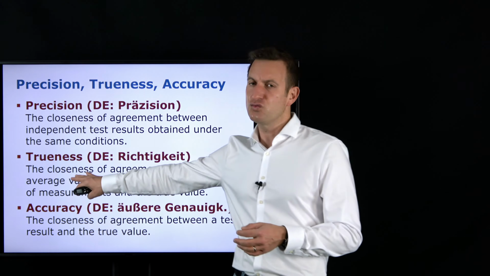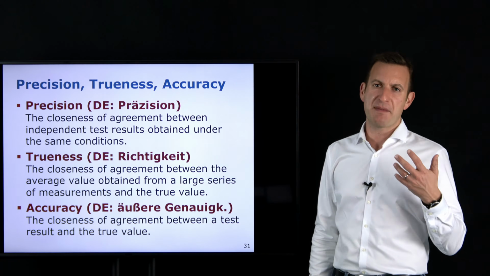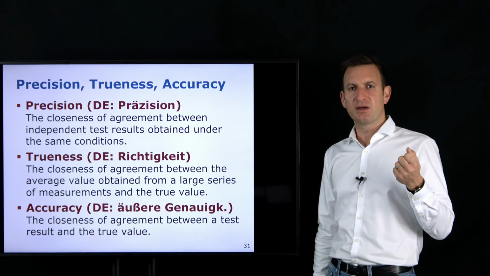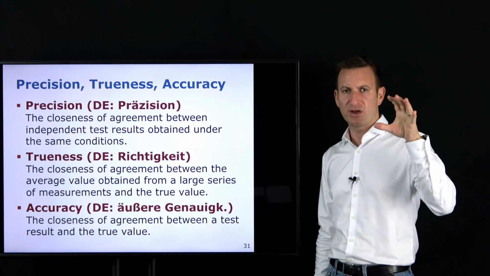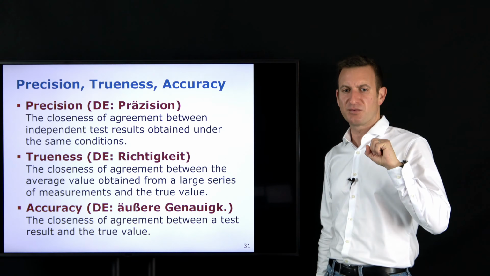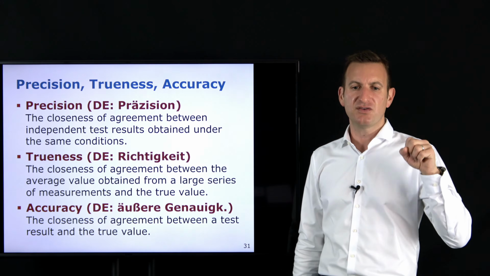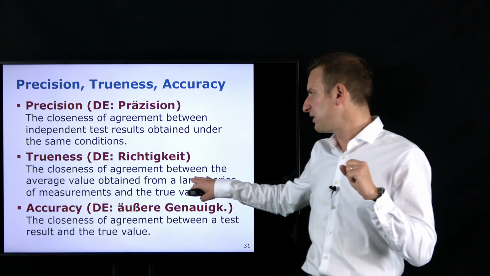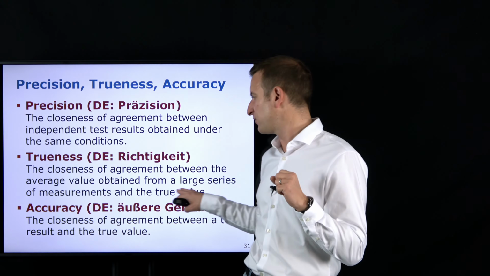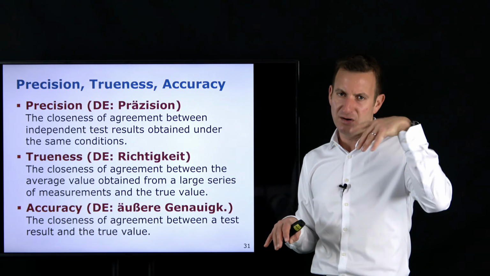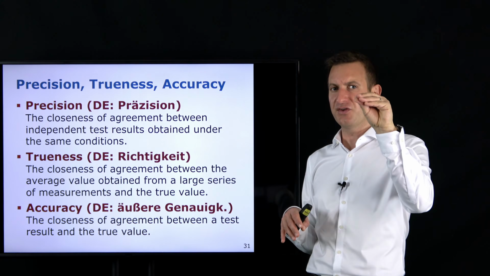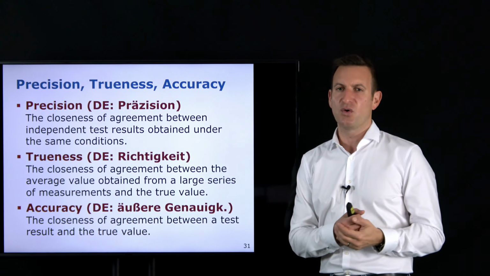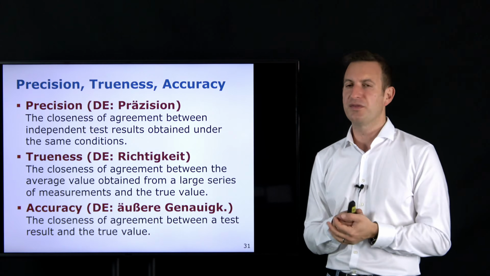And then we have the trueness, which tells me how far I am actually away from the actual result. Here we are looking basically, if we repeat our experiment and we compute the mean of the results of those experiments, how close is this to the true value? So the closeness of agreement between the average value obtained from a large series of measurements, these are all my experiments, I'm computing the mean of all those experiments, and seeing how far this is away from the true value. This is what the trueness tells me.